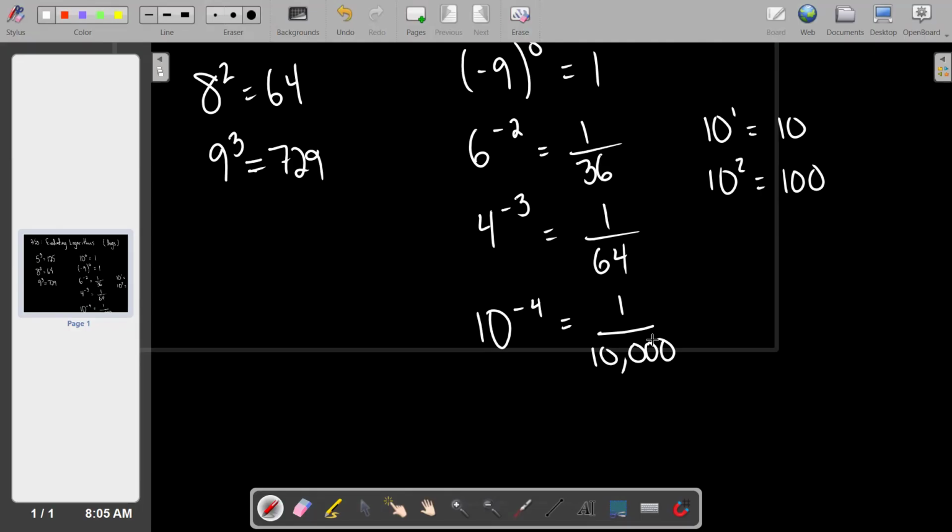Anyone, did we as a class crack the code? What's happening when we have a negative power on something? What is it really doing? Yeah, it's inverting it, right? And if I give you something like 5 and I ask you, so let's go back to this one over here. You all know now what 9 to the third is. What would 9 to the negative third be?